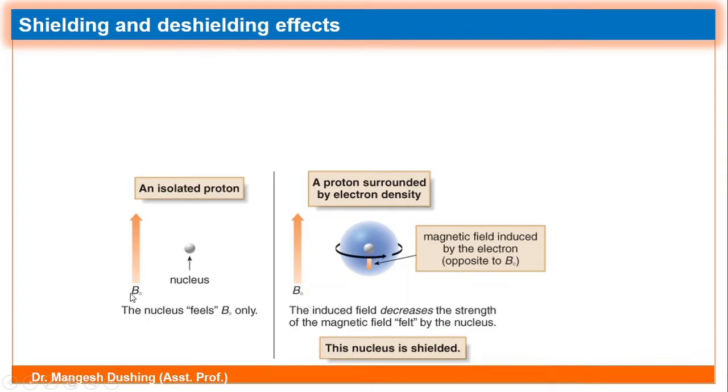So in an isolated atom with no electrons, whatever external magnetic field B0 we provide, that much is felt by the nucleus. But if electrons are there, they induce a magnetic field in the direction opposite to B0, so a small amount of the external magnetic field is compensated. The induced field decreases the strength of the magnetic field felt by the nucleus, and that's why this nucleus is called a shielded nucleus, and this effect is called the shielding effect.